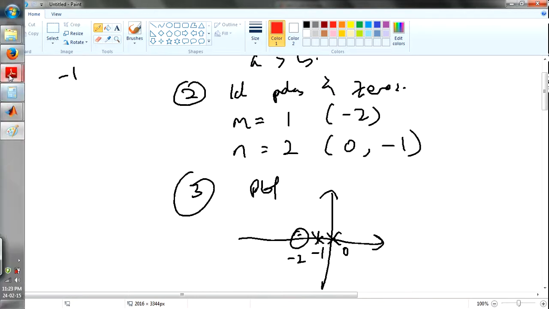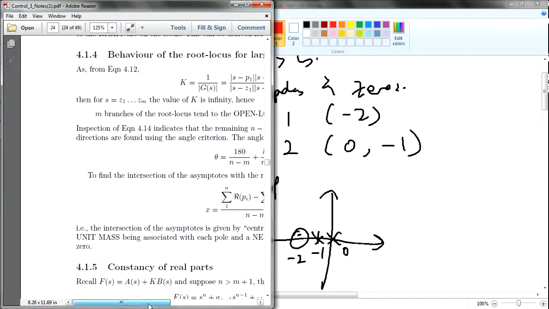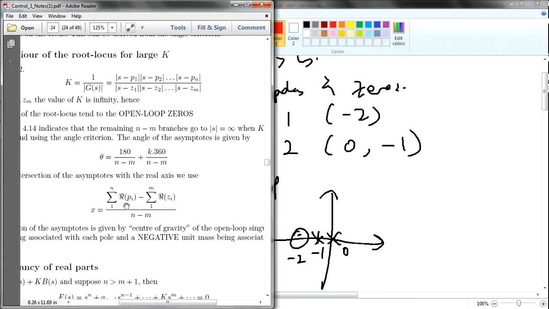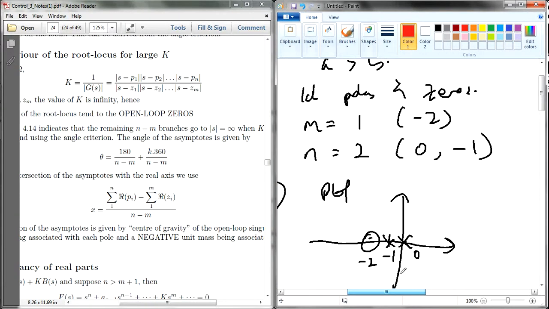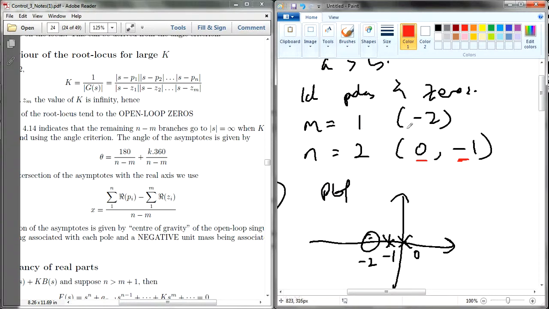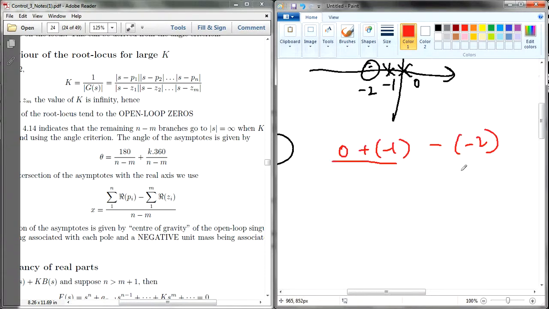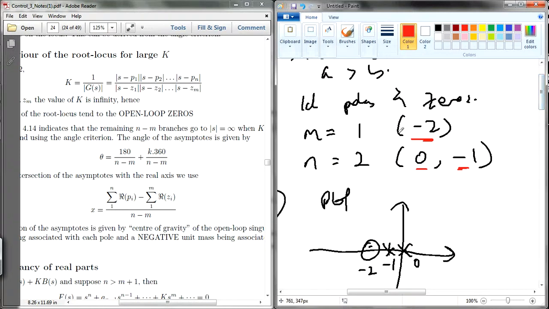So this is simply saying that you sum all the poles, and then subtract the sum of the zeros. In our case, our poles are 0 and minus 1. If you sum it up, it's over here. And we only have one zero over here. And then divided by n minus m, so therefore it is minus 1 plus 2. And then n minus m is actually 1.